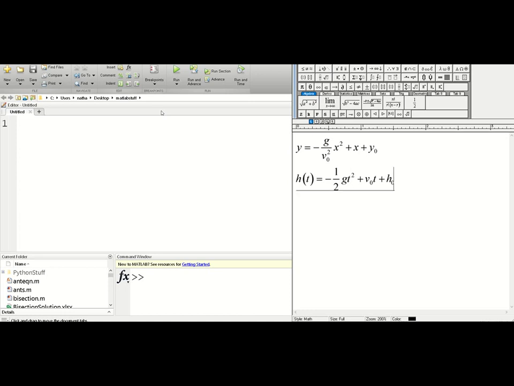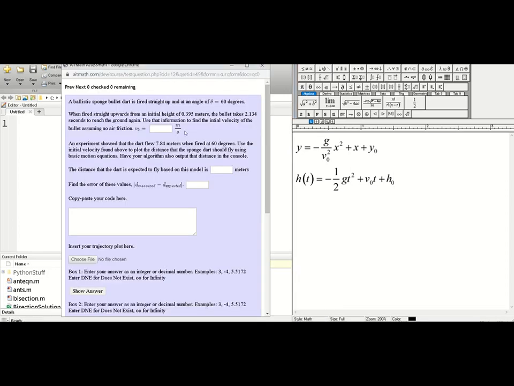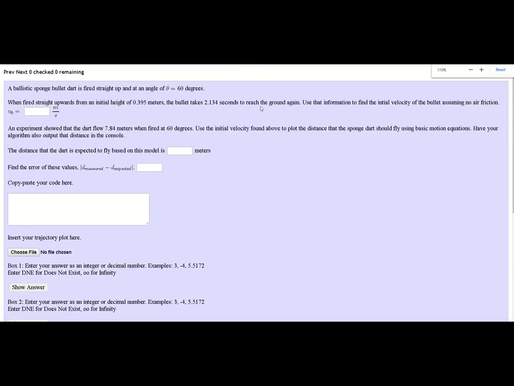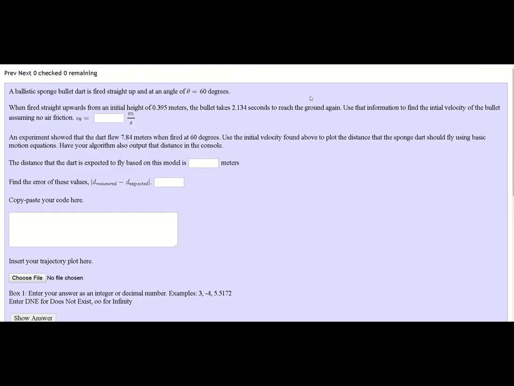Basically, what I'm thinking is that I encountered a question here. This is what you did in class, right? So here, let's look at this. We're launching this ballistic sponge dart, like a Nerf dart, right? And we're going to shoot this thing, and we want to model it. And we have these formulas that we were given in the last little bit, and we want to use those. And then we have some information that's given to us, okay?